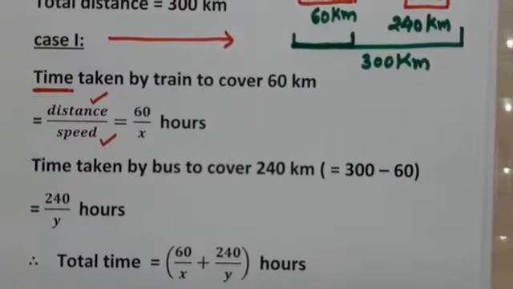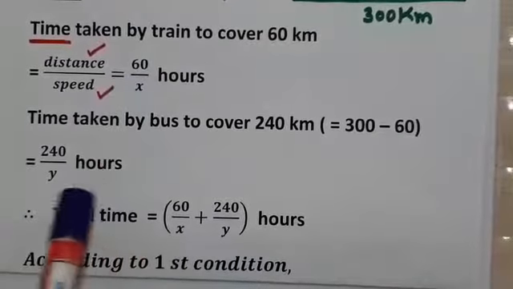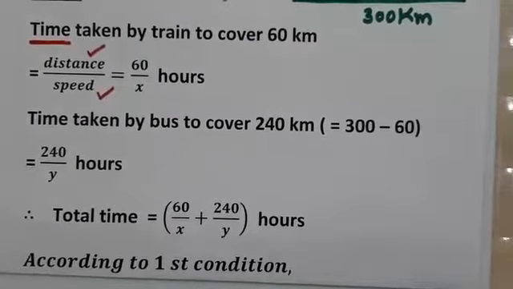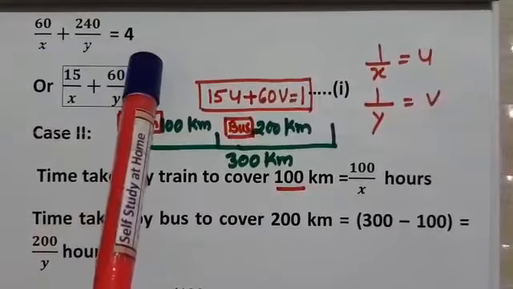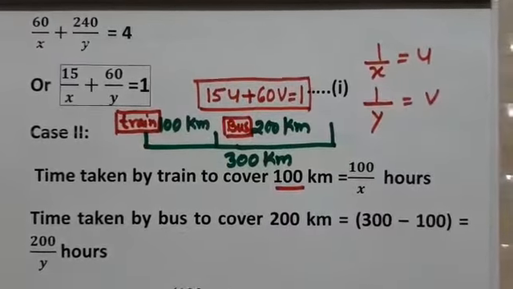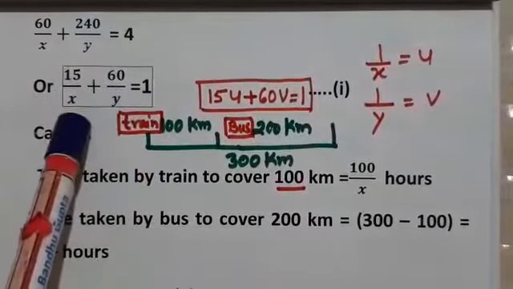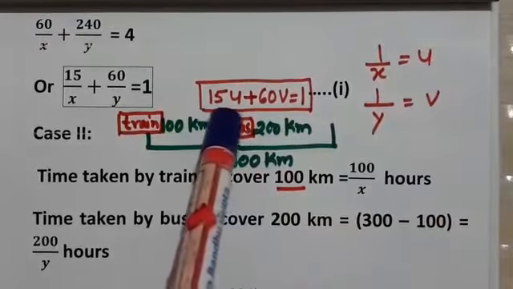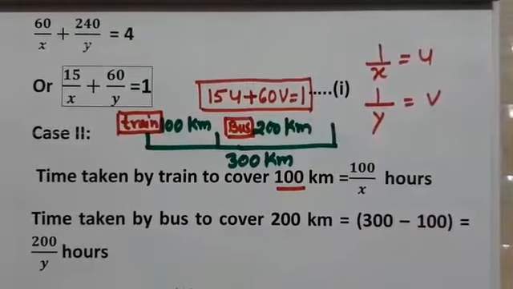Total time, that will be this plus this. This is the total time. Then according to the first condition, this is equal to 4 hours. Now we will divide it by 4, then this equation will form. Here 1 upon x equal to u and 1 upon y equal to v we put. Then the equation will become 15u plus 60v equal to 1. This is the first equation.